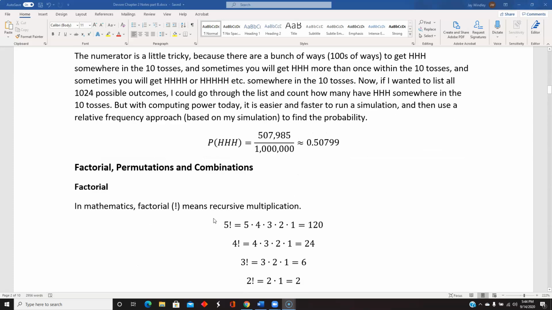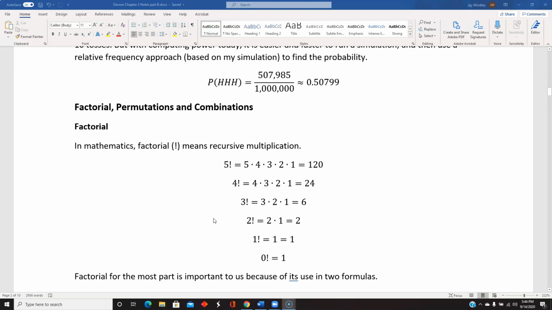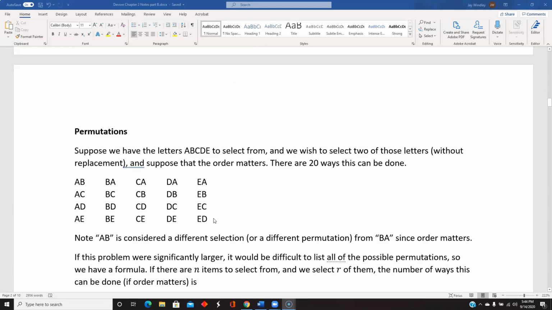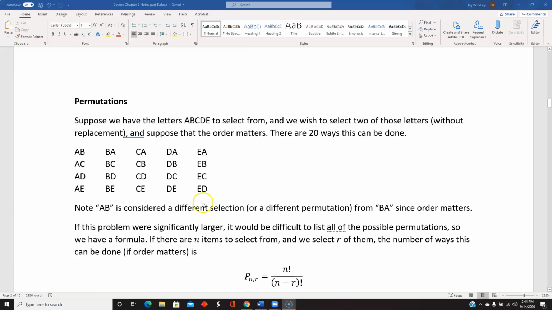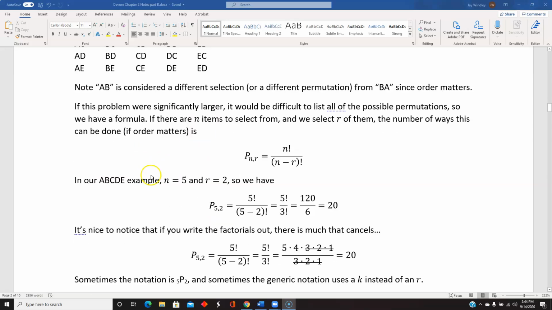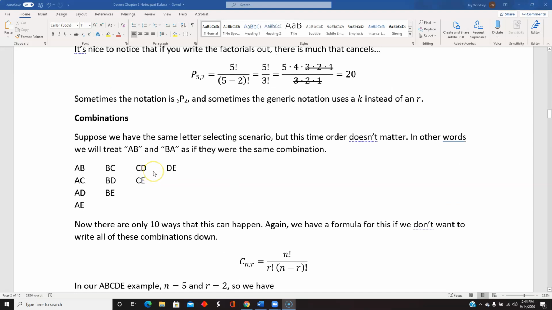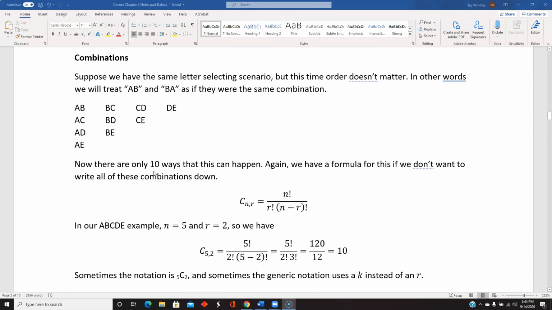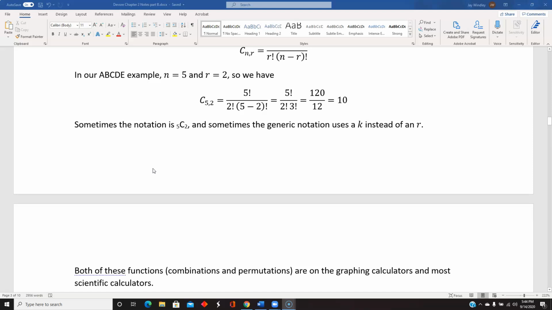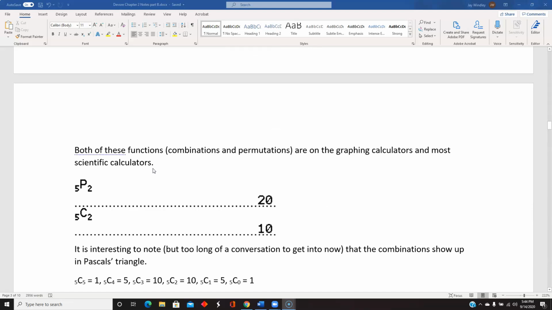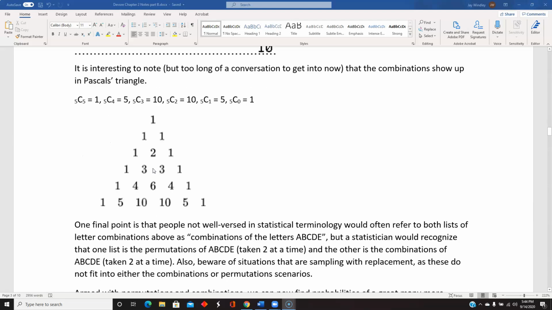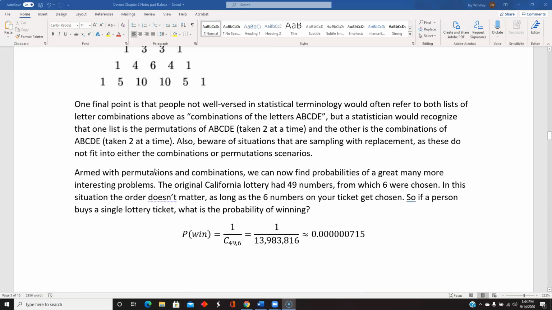And we also talked about one of the main counting techniques, which is using permutations or combinations to figure out the number of ways that something can happen. The number of permutations of taking 5 letters 2 at a time. And this was the number of combinations of taking 5 letters 2 at a time. So we had formulas for combinations and permutations, but those functions are all built into the calculator. And we talked briefly about how the combination numbers show up on Pascal's triangle.